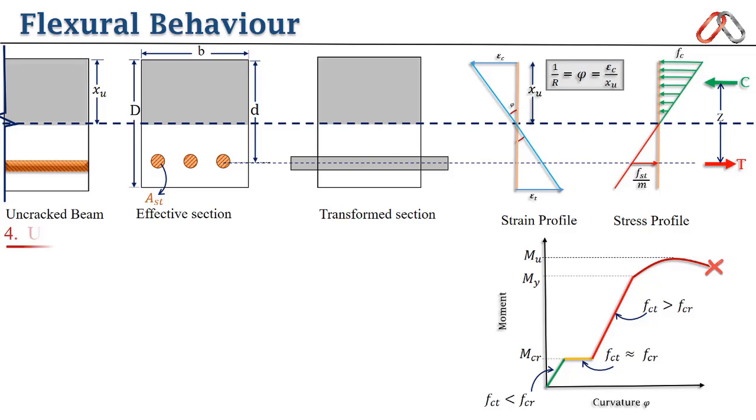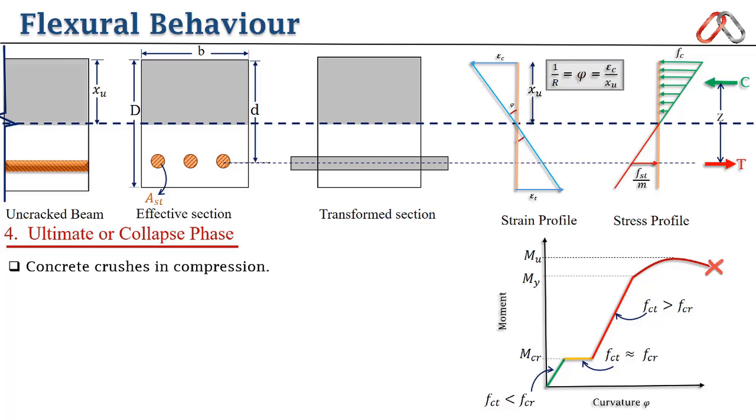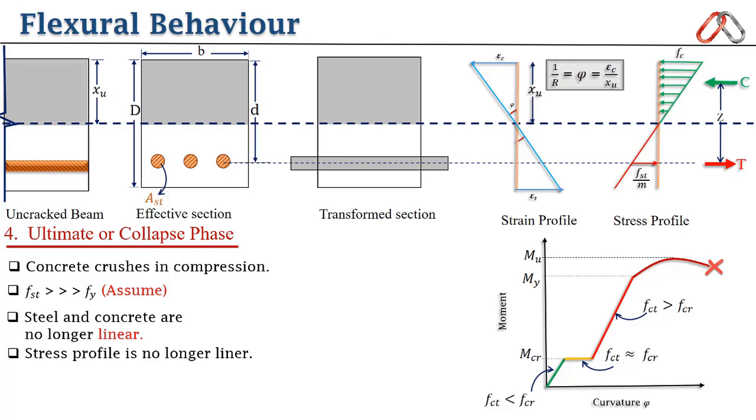Now move to final phase, the ultimate or collapse phase. Now the applied moment on beam section is increased beyond the linear elastic phase. Concrete crushes in compression. Stresses induced in steel, fst, are much greater than yield stresses. Steel and concrete are no longer linear. Stress profile is no longer linear.